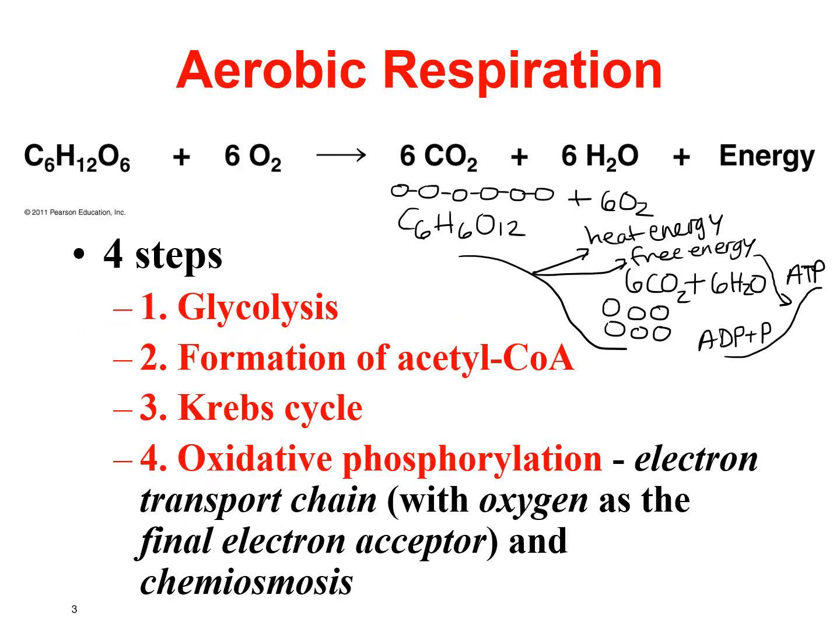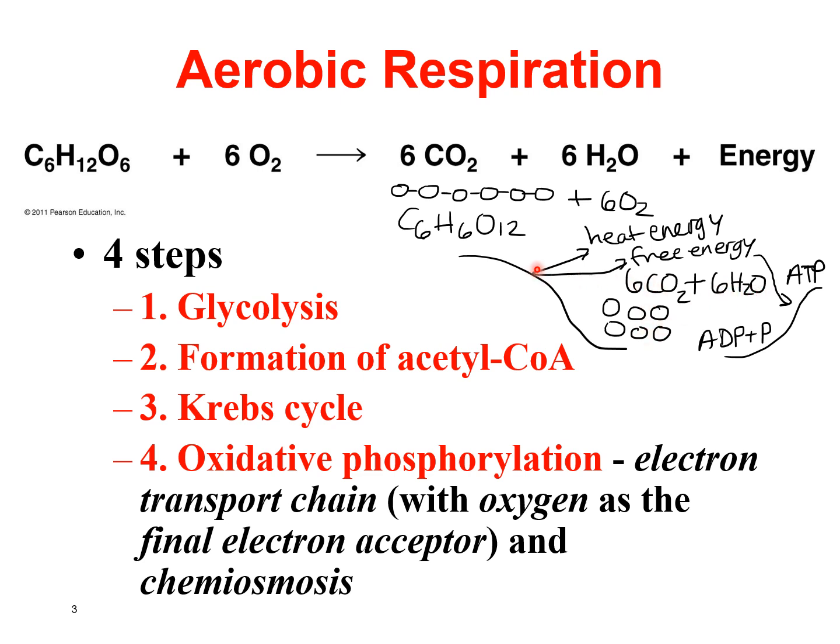In aerobic respiration, we're going to take one molecule of glucose and break all of the covalent bonds that are holding the carbons together in the glucose. And with the help of some oxygen as our final electron acceptor, we're going to end up making 6 carbon dioxides and also some water.